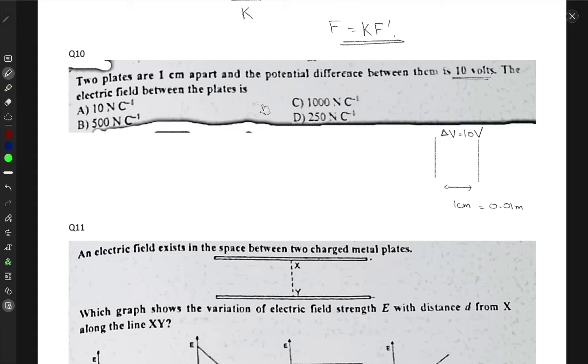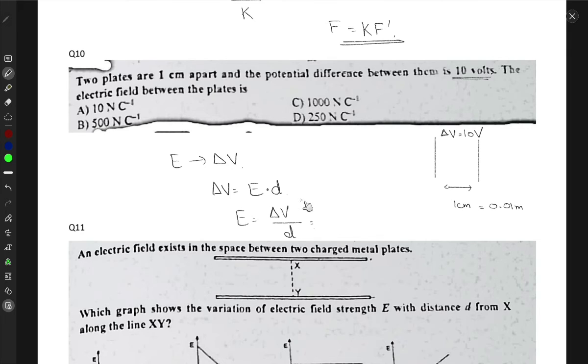The electric field between the plates is what? Alright, so you just need to know at this point the expression for the electric field and potential difference. So what relates electric field with potential difference? We know that the expression is simply that the potential difference is given as the electric field between the 2 plates times the distance between these 2 plates. So you are required to find the electric field, right? So just rearrange this expression for electric field, which would be the potential difference divided by the distance between the two plates for which you want to compute the electric field.